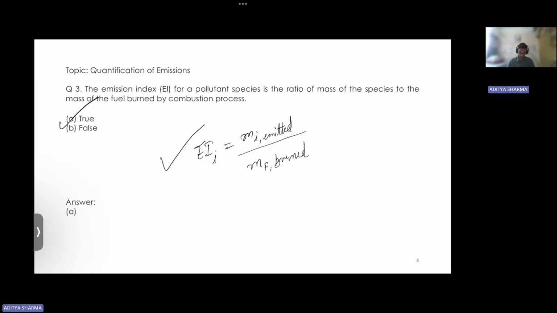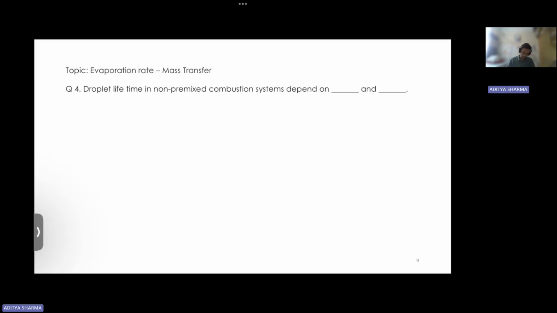Question number 4 now. We will see question number 4. This was question number 3. So the question number 4 is on evaporation rate mass transfer, and it states that the droplet lifetime in non-premixed combustion systems depends on dash and dash. What and what? So please see the options and try to see what the right option will be.